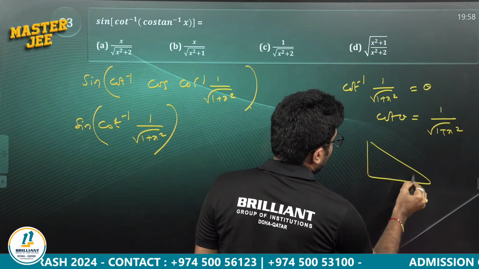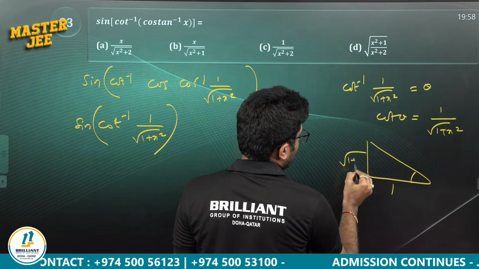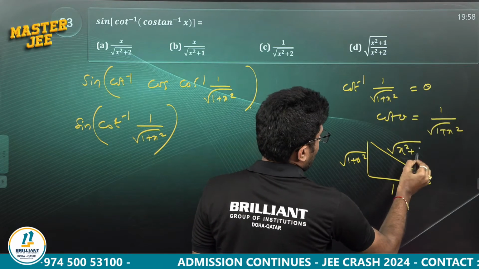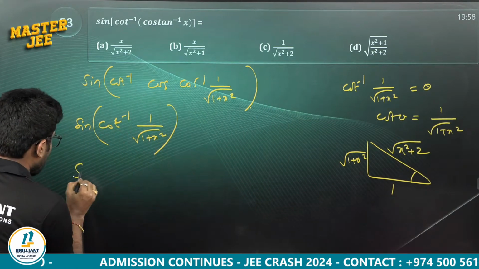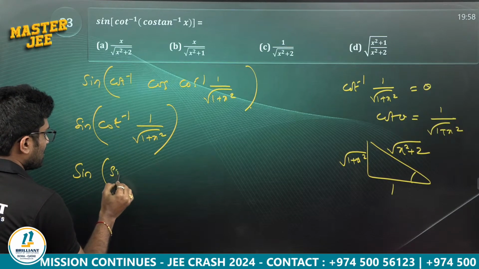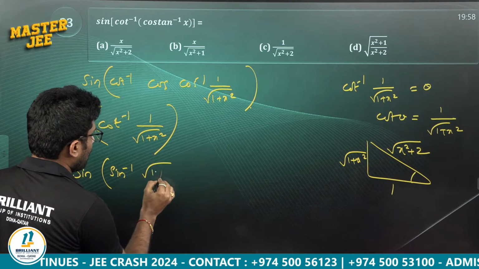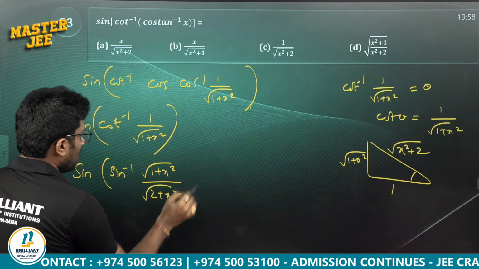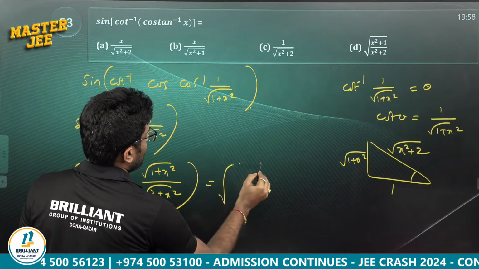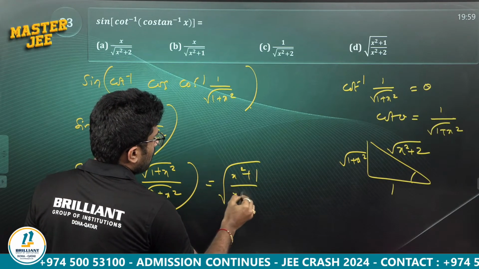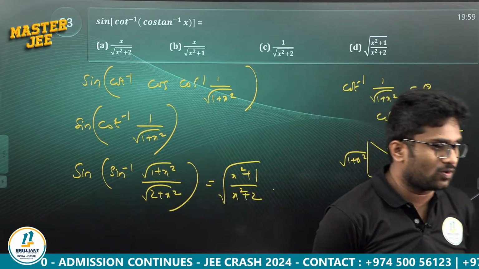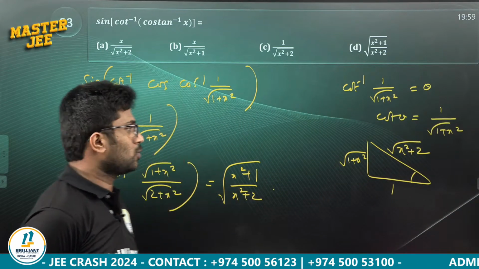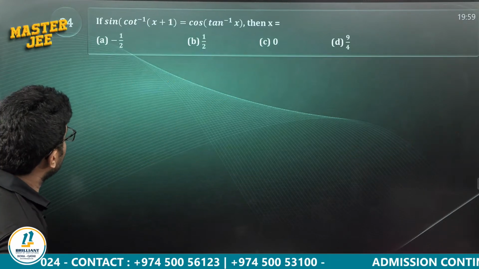What do you mean by cot? Cot means adjacent by opposite. So the hypotenuse will be square root of x square plus 1 plus 1, that is x square plus 2. So directly cot inverse can be written as sine inverse of opposite over hypotenuse: opposite is root 1 plus x square, hypotenuse is root 2 plus x square. So sine of sine inverse gives the final answer: x square plus 1 divided by x square plus 2. Very good students. Very good Hannah, very good Ashmita. Super awesome. We'll go with the next question.